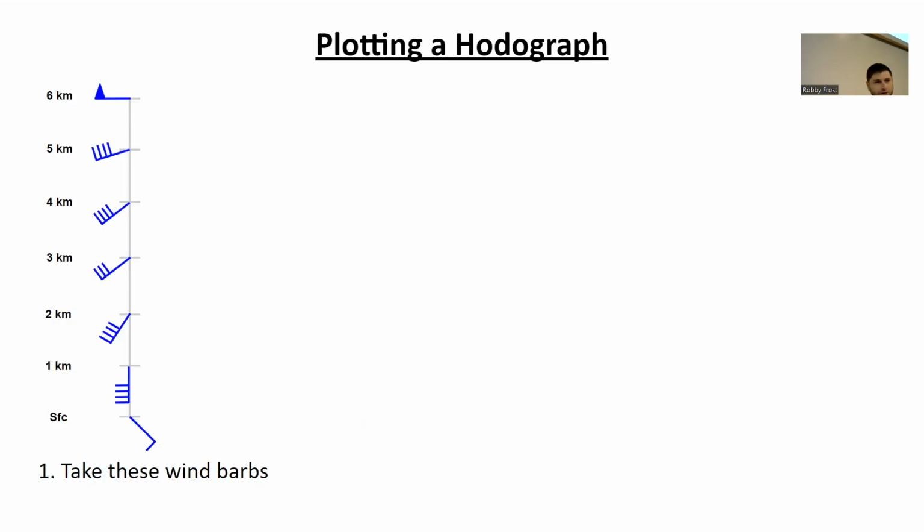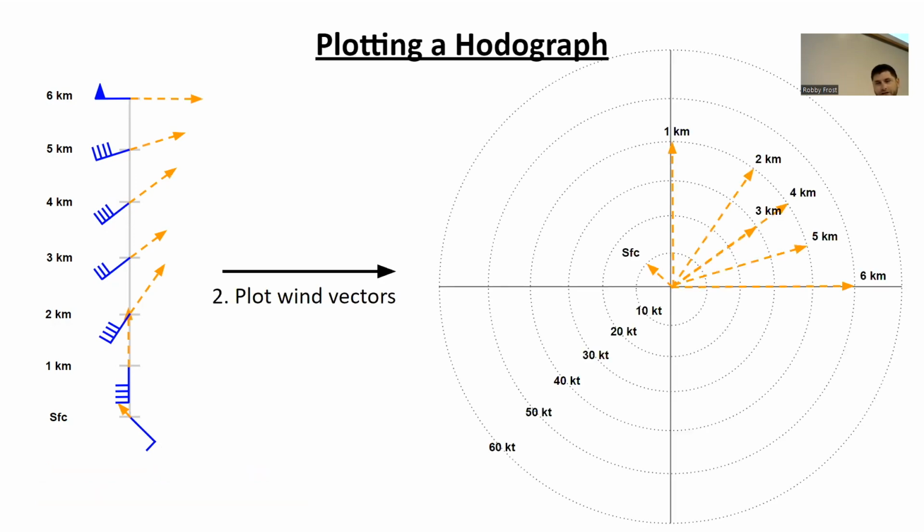For the Hodograph, we're going to do this for the whole profile. So here on the left, take all the wind barbs, convert them to vectors, and plot the vectors on the polar coordinate system. Simple as that. Each vector is labeled with the corresponding altitude that that wind is blowing at.